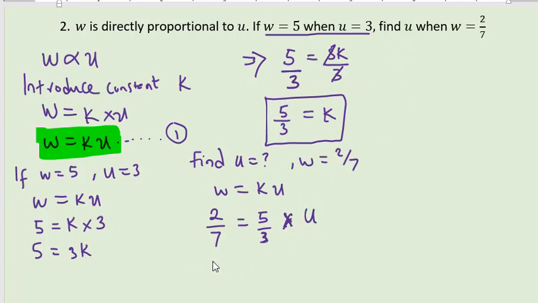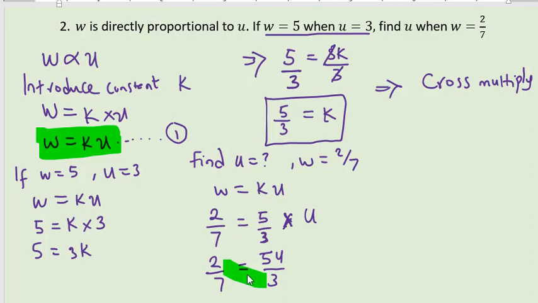Okay, from this point we have that 2 over 7 is equal to 5 multiplied by U, is 5U over 3. At this, okay, I think we still have some space here. Let's cross multiply here. Remember, when you have two fractions equal to themselves and you have a variable there, you just need to cross multiply. So cross multiplication simply means using this number to multiply this and using this to multiply this. Let's go ahead and solve.